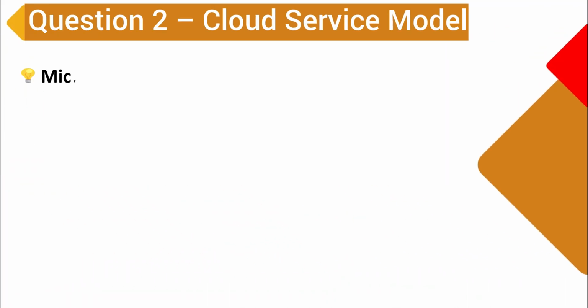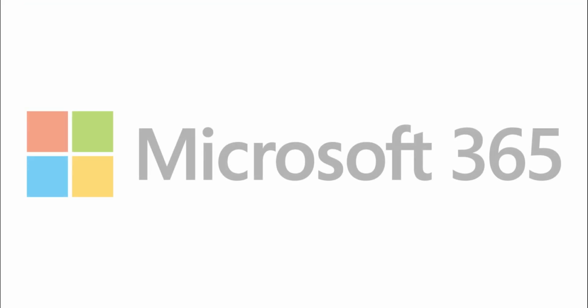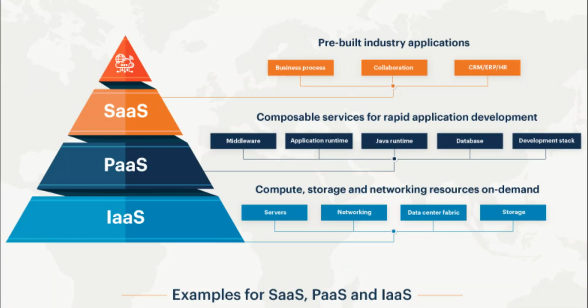Next up, cloud service models. Microsoft 365 is an example of which cloud service model? A. Infrastructure as a service. B. Platform as a service, PaaS. And C. Software as a service, SaaS. The correct answer is C. Microsoft 365 is software as a service because users access it online without managing infrastructure or platforms. Knowing the difference between IaaS, PaaS, and SaaS is key for the Azure Fundamentals exams.